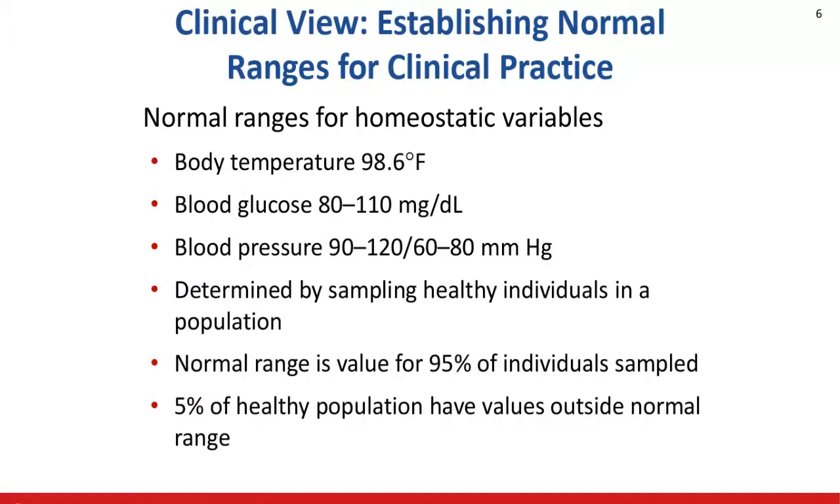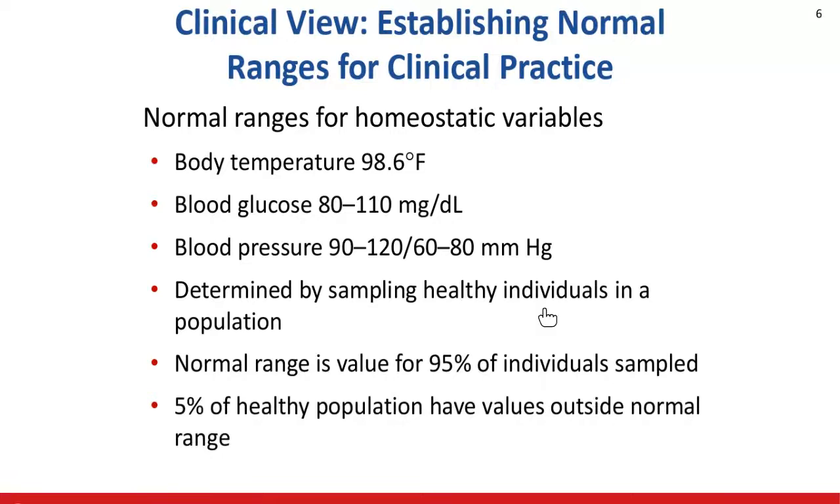So here are a couple of our normal ranges for certain things. Body temperature is 98.6. I gave you that range: 96.4 to 99.1. Blood glucose, you usually want to see it in this range right here.